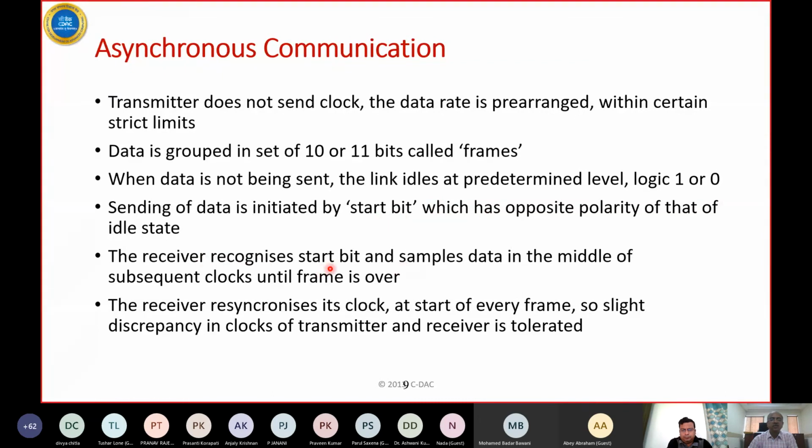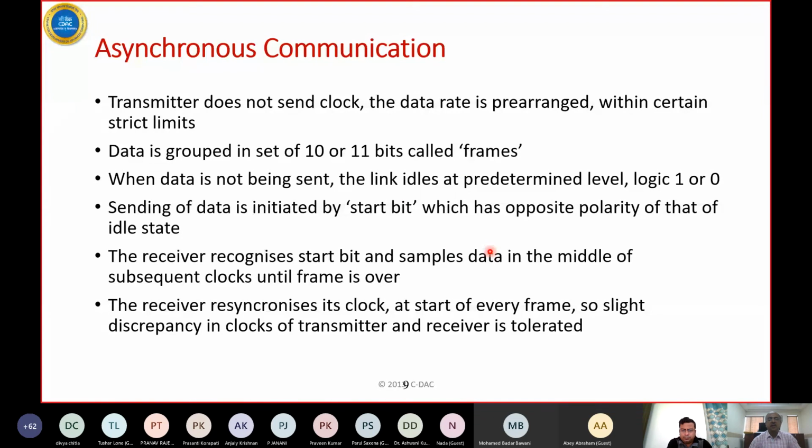And then what it will do is wait for a half bit period, because it's a start bit and it has to reach the center of the bit. So it will wait for half a bit and then sample in the subsequent middle of the 8 data bits. After the 8 data bits are over, the 10th bit is the stop bit, which will bring the link again to the idle state from 0 to 1 and it will remain at 1.